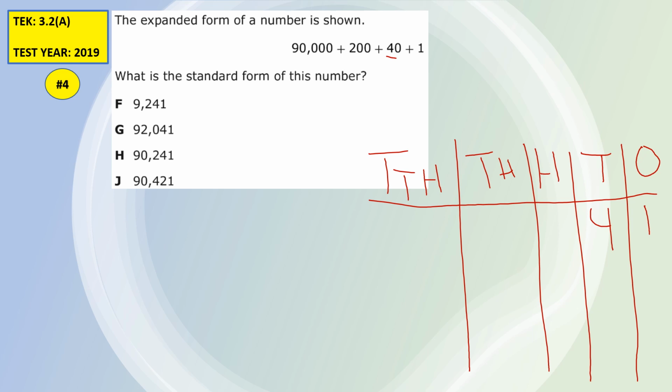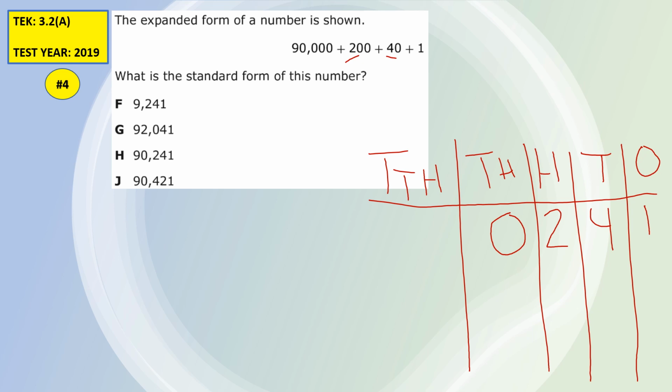The next number is 200. Well, that number would definitely belong in the hundreds place. And the digit that's in the hundreds place is 2. So we're going to write a 2 in the hundreds place. Well, there is no thousand number, like a 1,000 number, that would have a digit in the thousands place. So we're just going to write a 0 here.